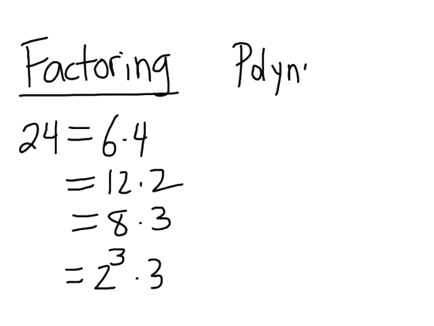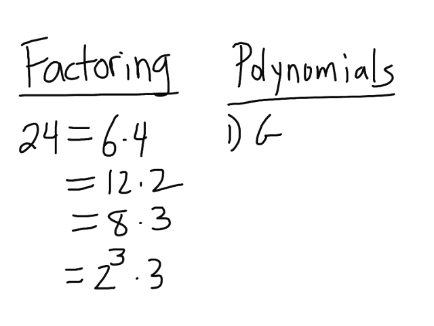And when you factor polynomials, there are several steps you go through. The first thing you always do is you look for the greatest common factor. And I'm going to do some examples of all of these here in just a few minutes. Greatest common factor. Once you've found the greatest common factor, you count the number of terms. If there are 4 terms, you use a technique called grouping.